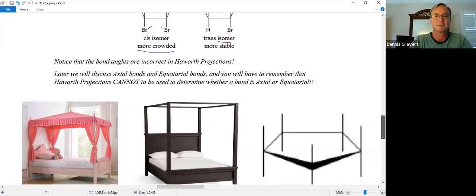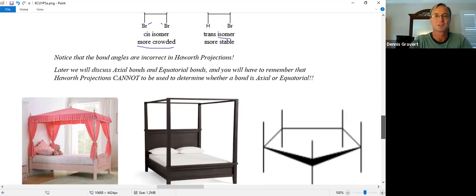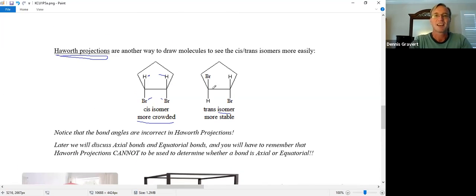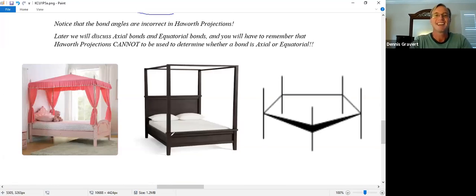Oh, I put in these canopy beds because again, I'm a visual learner. So when I see a Haworth projection, I think of the bonds that are pointing down being the foot of the bed, down here. And then the bonds that are pointing up, they're like the stems here, these boards that are holding up the canopy up above.